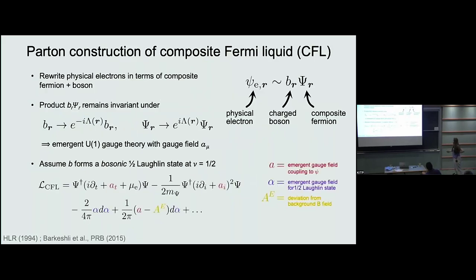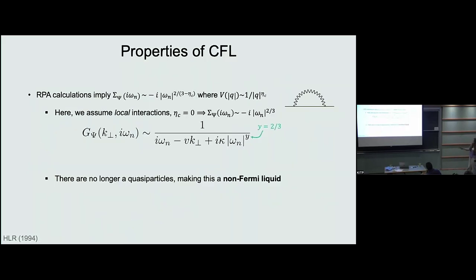I have, of course, hidden additional interactions in these dots, for instance, that Coulomb interaction. I say Coulomb. Now, if eta c is 1, that would be the proper long-range Coulomb. I'm actually going to, for this talk, assume that we have a local interaction, so that would be eta c equals 0, in which case we get this factor of 2/3. So our Green's function takes this form in the RPA approximation with y equals 2/3. In particular, then, 2/3 is, to my understanding, less than 1.